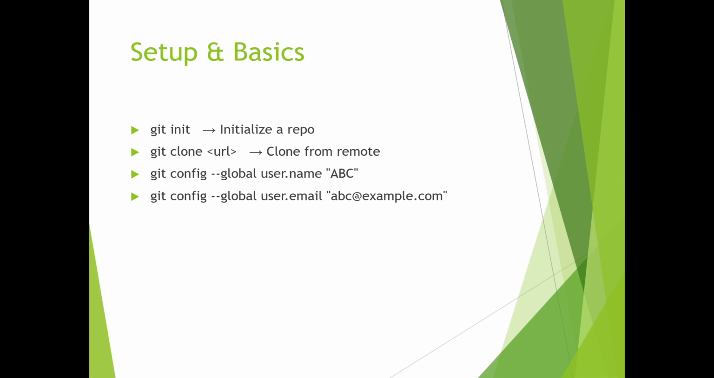Now let's discuss setup and basics. This is basically the Git CLI, where we perform these operations. First one is git init. This git init command will help you initialize the repo. Next one is git clone. This git clone will help you clone code from your repository.